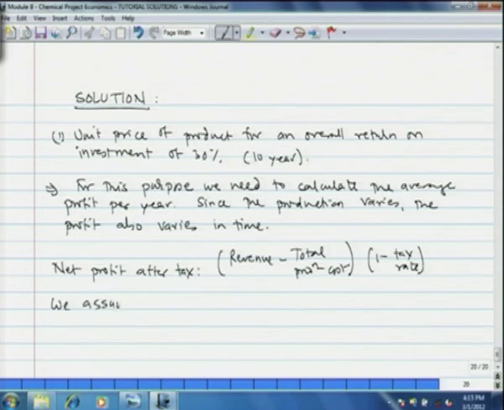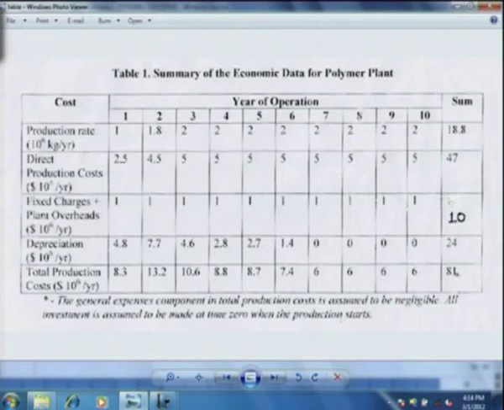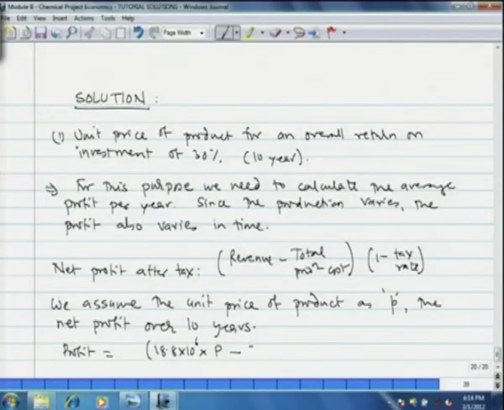We assume the unit price of the product as P, and then the net profit over 10 years is 18.8 into 10 to power 6 into P. 18.8 into 10 to power 6 kgs is the overall production in 10 years, minus the total production cost of $81 million, 81 into 10 to power 6, into 1 minus 0.35.